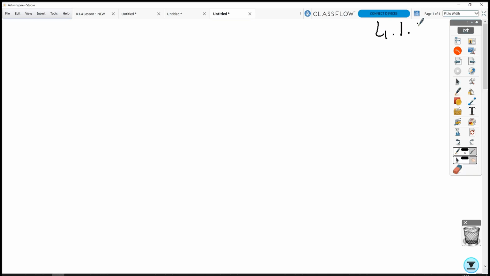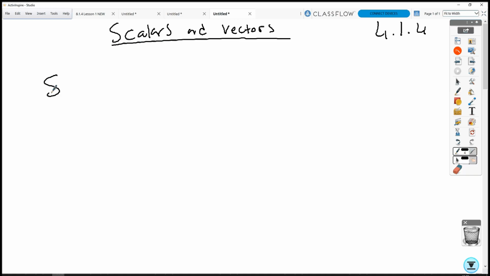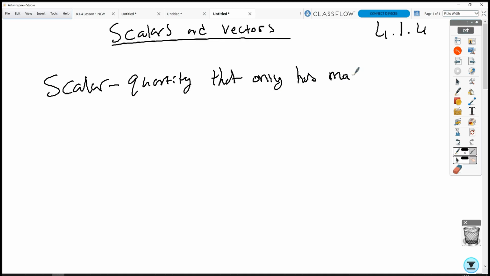This is 4.1.1, Scalars and Vectors. First thing you need to be able to do is define a scalar and a vector, because questions will ask you to define them. So a scalar is a quantity that only has magnitude. And a vector is a quantity that has both magnitude and direction.